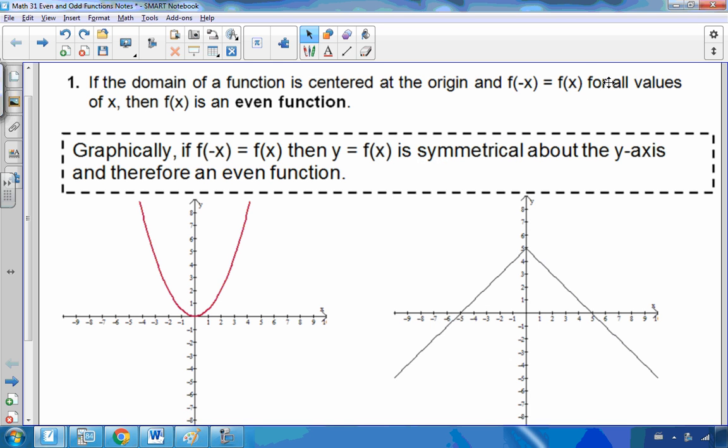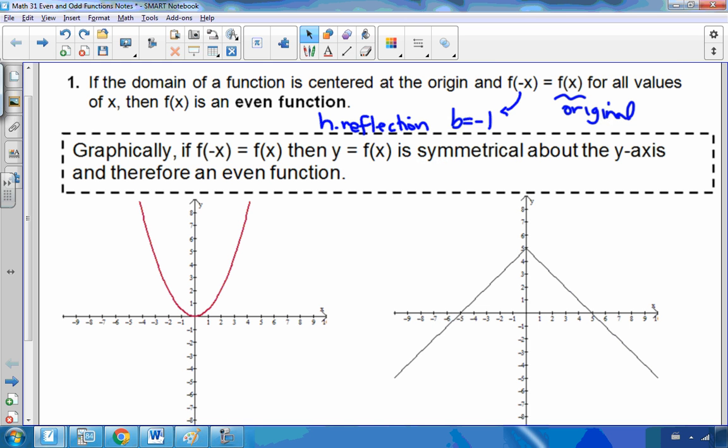Let's break that down. So f of x here is just my original function. And we're saying that that original function is equal to f of negative x, which, if you remember from transformations, just means b is negative 1. Now if b is negative 1, I have a horizontal reflection in the y-axis.